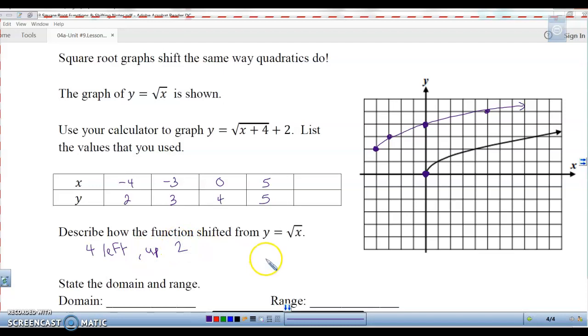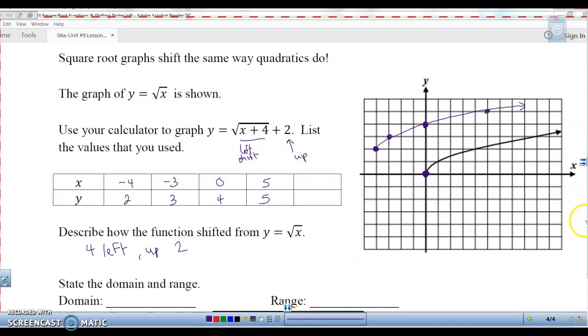Okay, now that makes sense when you think about it. Remember when we did the parabola ones? What was inside the parentheses with a squared was always the opposite direction. So this means 4 to the left, and then this up here is the y. So this is the left shift because of the plus 4, and this is the up. Okay, so that is for that.